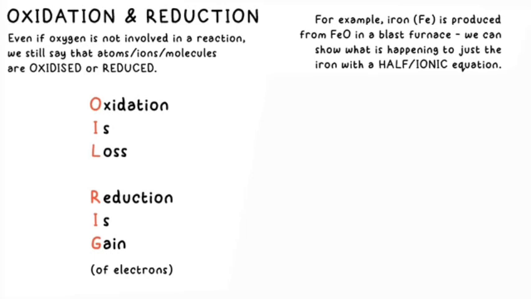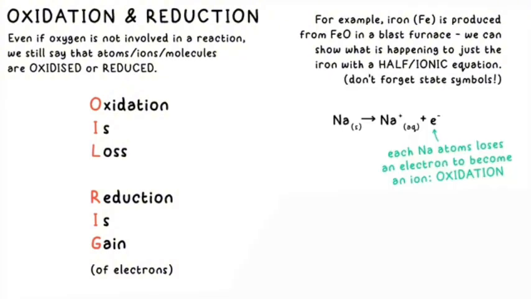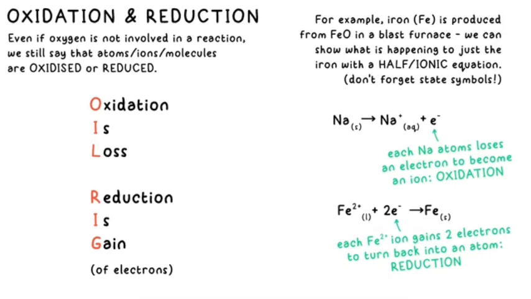The iron ions in the iron oxide are positive, of course, because they're metals, and they gain electrons to turn back into atoms. They become neutral. They've been reduced. Here's the half or ionic equation for this. We should never really have a minus in any half equations, so think carefully about which side the electron should go on, depending on whether it's oxidation or reduction.